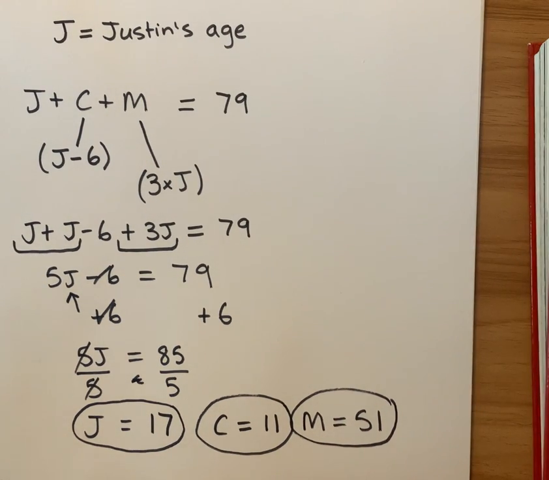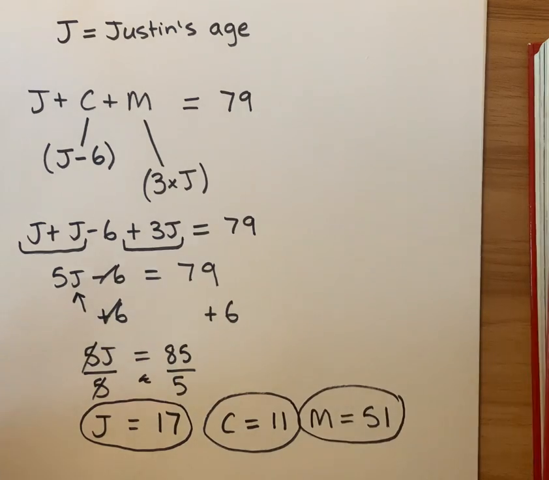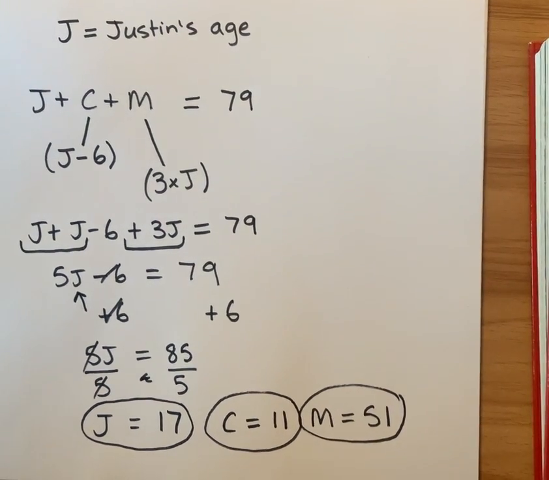Okay, so now we've got all 3 ages, and you can go through and check that if you like. Is Justin 6 years older than his sister Chelsea? Yeah, 17 is just 11 plus 6. Is their mother 3 times Justin's age? Yeah, she is, because 51 is just 3 times 17. And is the sum of the 3 ages 79? Well, is 51 plus 17 plus 11 79? Yeah, it is. So everything makes sense. The question works. So chances are that that is definitely our answer.